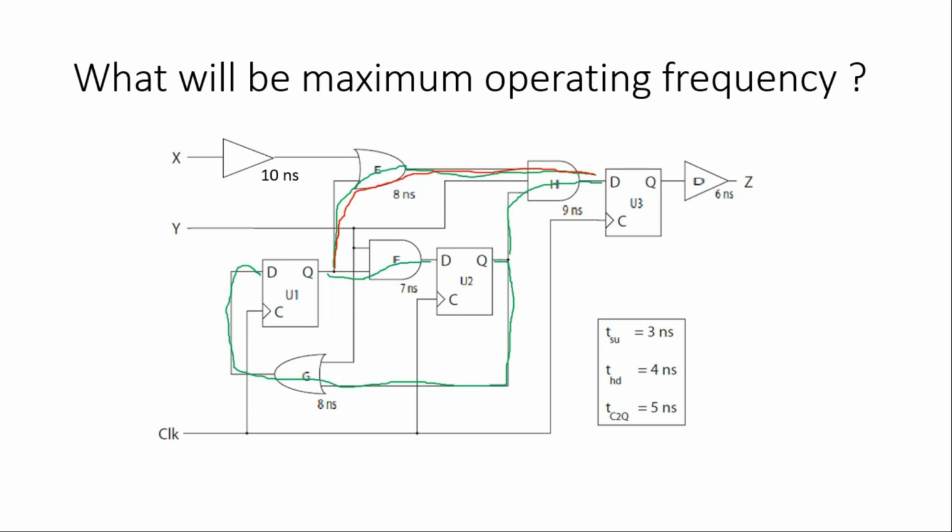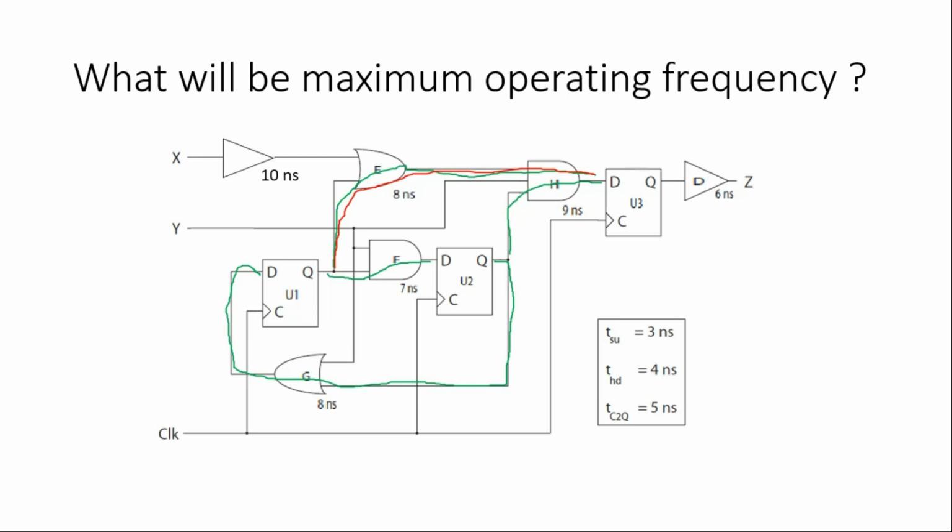And the tool reports slack, which could be negative or positive depending upon the results. If slack is negative, that means whatever period constraint we gave is not met. If slack is positive, that means we will be able to achieve the desired operating frequency.